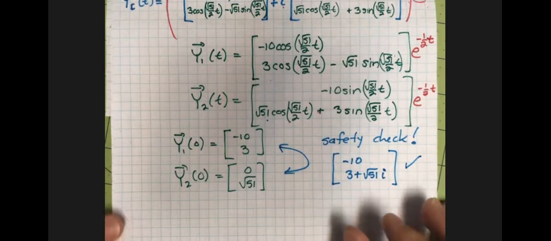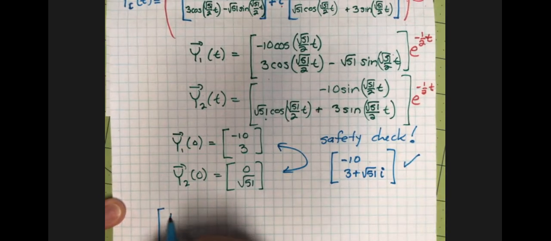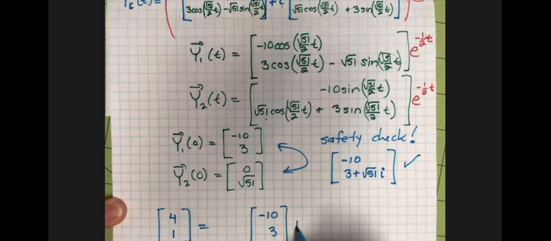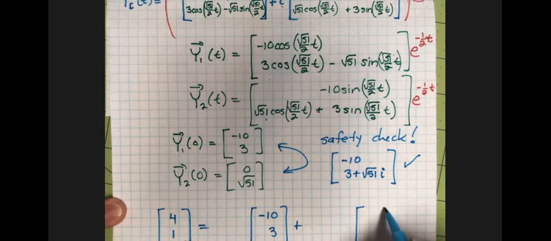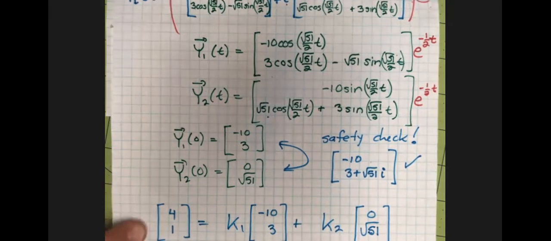Okay, one more serious hurdle, and then we can do the graphic. What was our initial condition? 4 and 1. But what is the problem? We need to figure out the ratio of these two initial conditions. We need to find the K1 and K2 that make this true equals 4, 1.